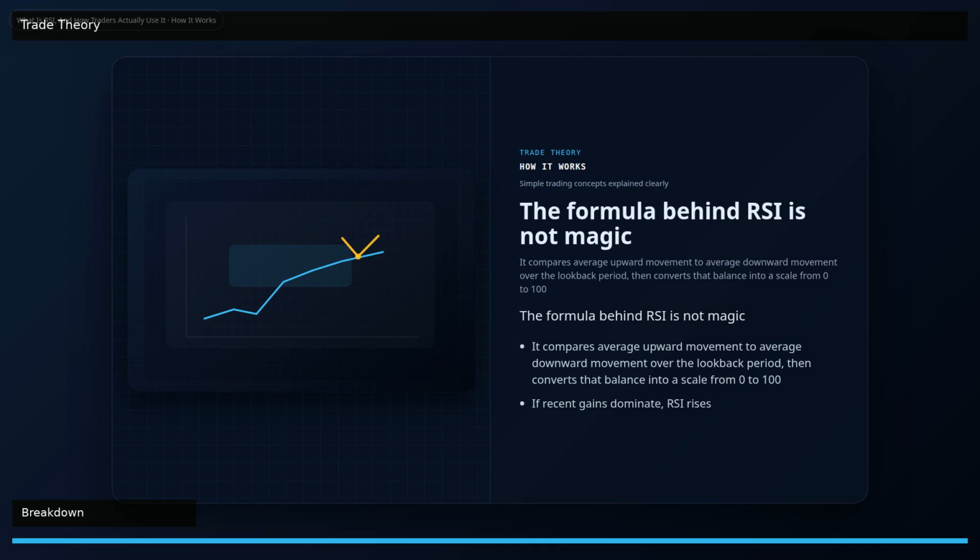So the indicator is really answering one question. Are buyers or sellers controlling the recent pace of movement? That is useful, but it is only one piece of the picture. It does not include volume, trend structure, or where price sits relative to support and resistance.